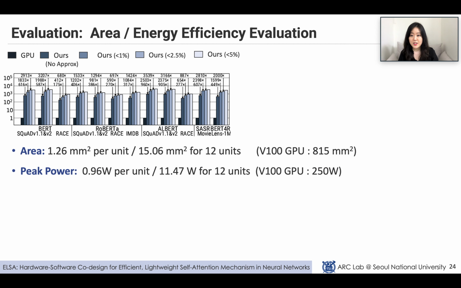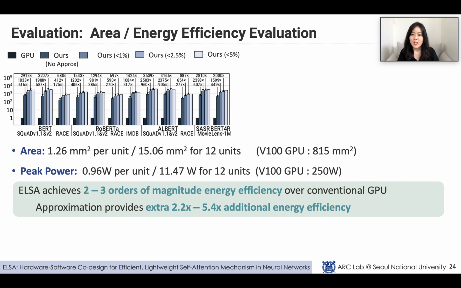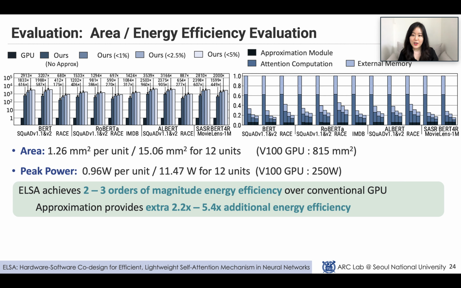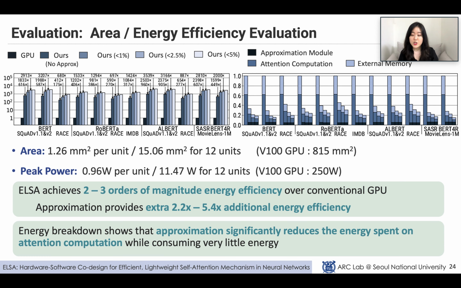Our presented Elsa accelerators require about 15 square millimeters of area for 12 units, and the peak power consumption for those 12 units is 11.47 watts, which is much smaller than that of the V100 GPU. The top left figure shows the energy efficiency comparison of Elsa accelerators with GPU. Elsa accelerators achieve 2 to 3 orders of magnitude energy efficiency over conventional GPU. The top right figure shows the energy breakdown of Elsa accelerators, and this figure shows that Elsa consumes very little extra energy for performing approximate candidate selection.